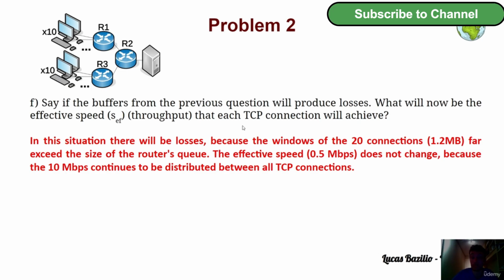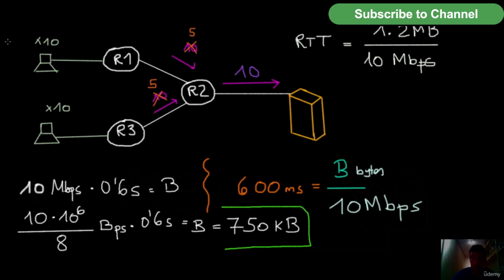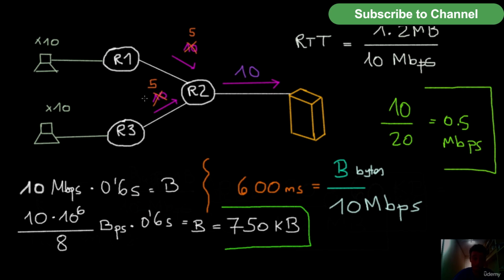Now, what about the effective speed in this case? Well, here the effective speed remains the same. Because the 10 megabits per second continues to be transmitting in this router 2, and so since we have 20 connections in total, 20 PCs, 20 TCP connections, we only need to divide this speed by 20, and this gives us 0.5 megabits per second. This is the effective speed, the throughput on this TCP connection.